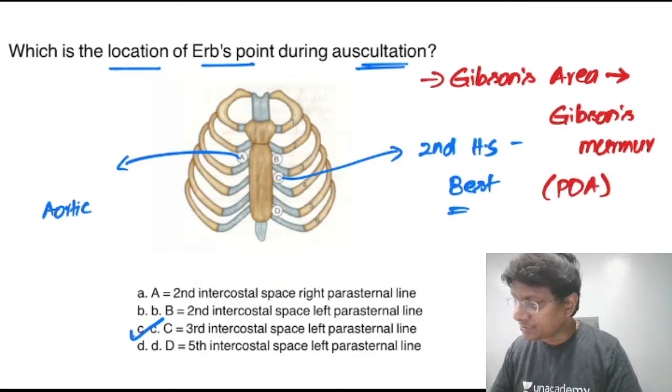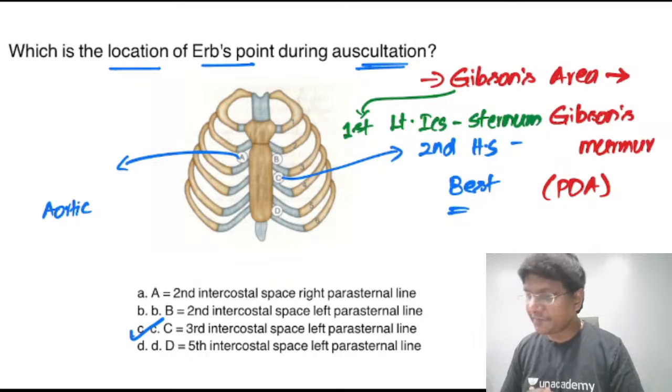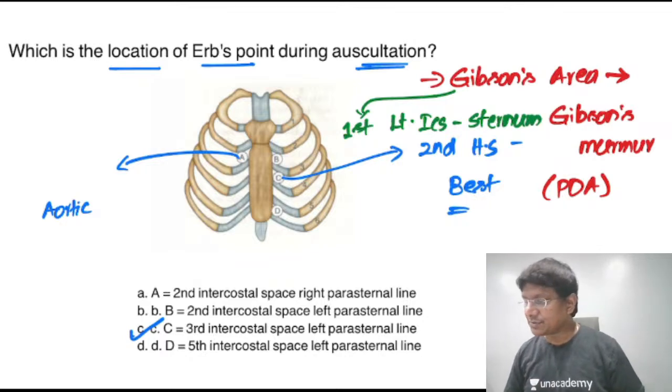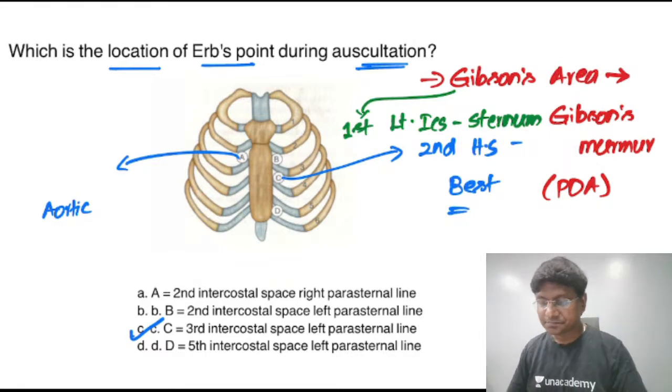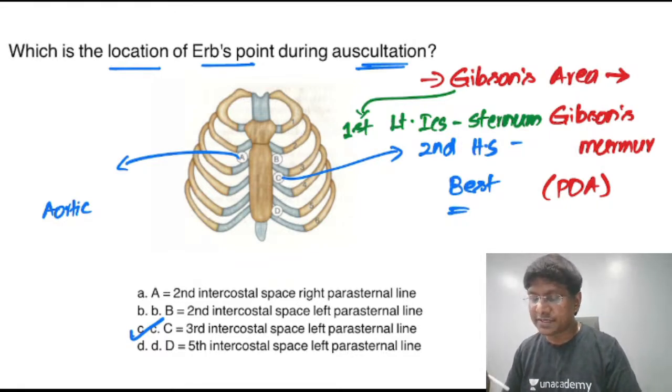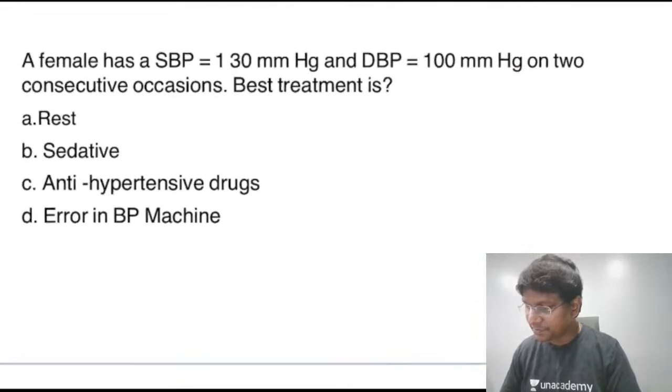Now, what exactly is your Gibson's area? Your Gibson's area is the first left intercostal space adjacent to the sternum. That is the Gibson's area, mainly useful for listening to the Gibson's murmur, which is heard in patent ductus arteriosus. That was one of the PYQs, previous year questions.